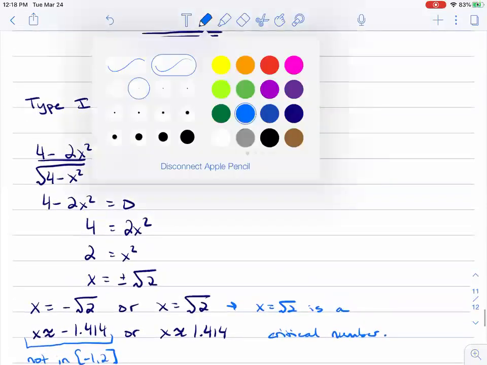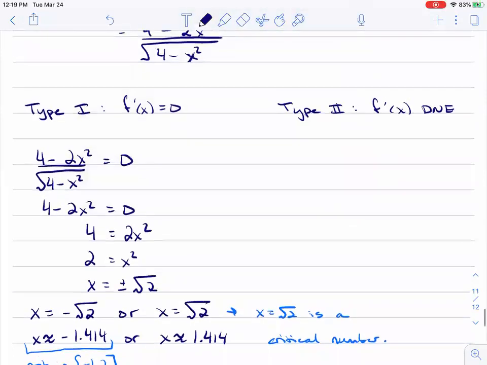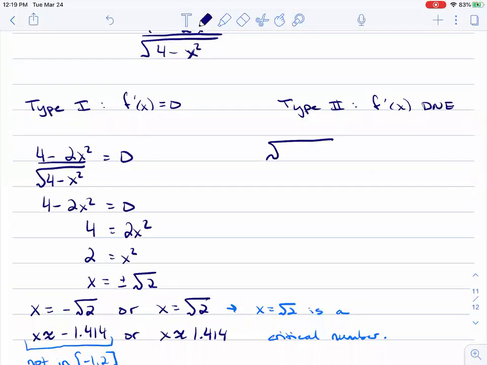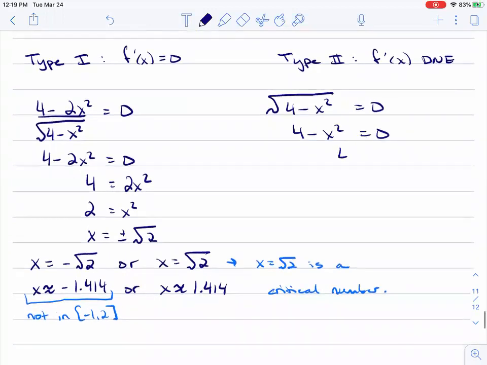How about for the type 2? My type 2 is when the derivative does not exist. The derivative does not exist when the root of 4 minus x squared equals 0, right? When I'm dividing by 0. So I can square both sides and I get 4 minus x squared equals 0. So 4 equals x squared.